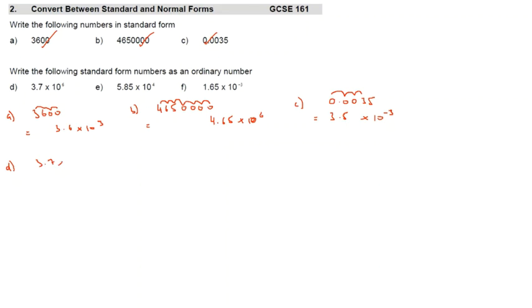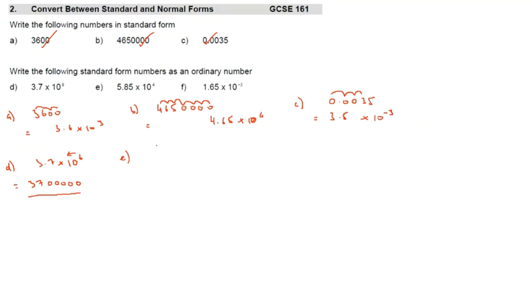Right, D. I want to write this as a normal number. Remember, this 6 means go 6 jumps to the left. So the 7 jumps to point first. So there's 5 jumps left. There's going to be 5 noughts on the end. Done.